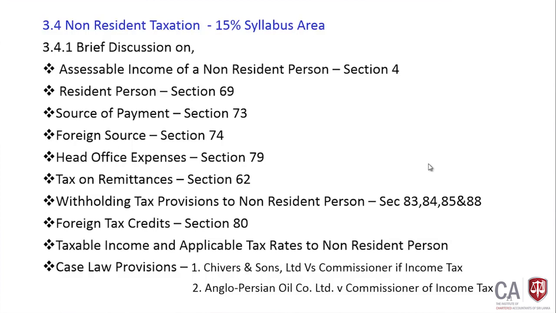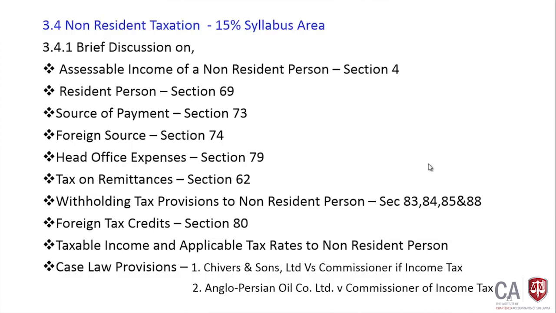Section 4, for the resident person and non-resident person, there are differences in the assessable income. Then for the resident person, section 16, and how to determine the residency of a person. Then source of payment, covering employment, dividend, interest, and insurance, a lot of things. And foreign source, head office expenses. Tax on remittances, section 62 of the Act. If a non-resident person is doing business here, maybe through a permanent establishment, and remits money to the head office, then this remittance tax at the rate of 14% is applicable.